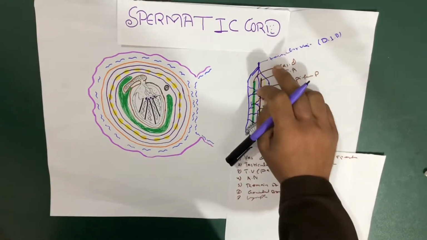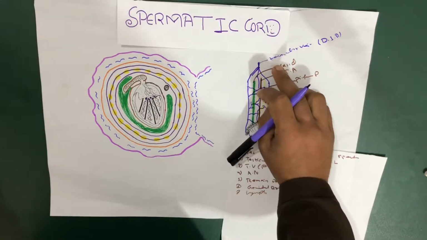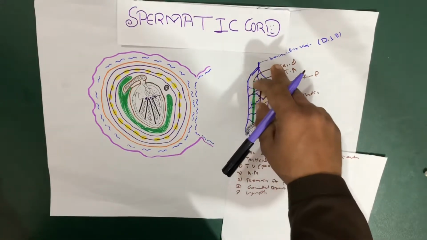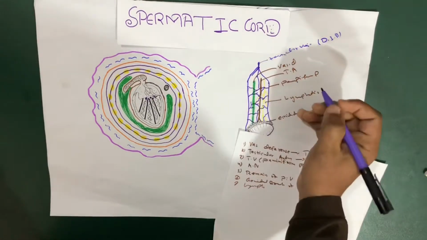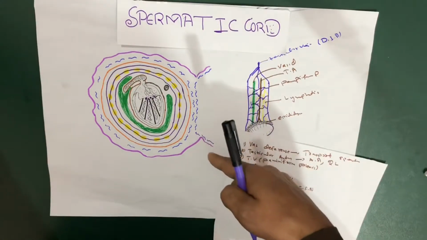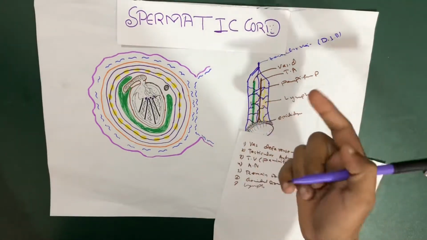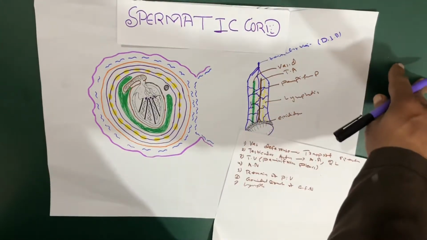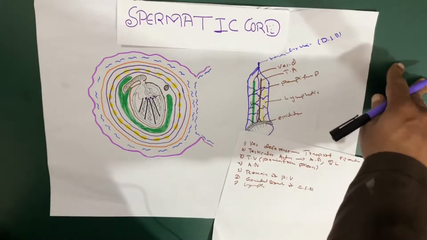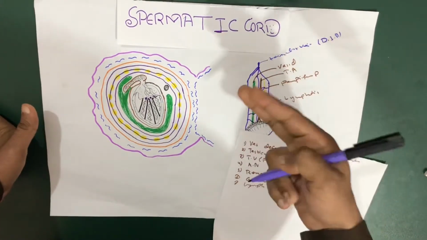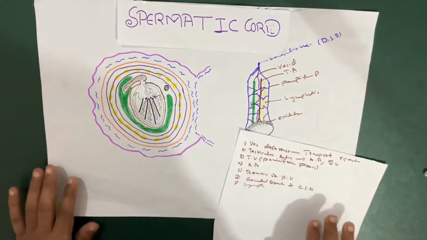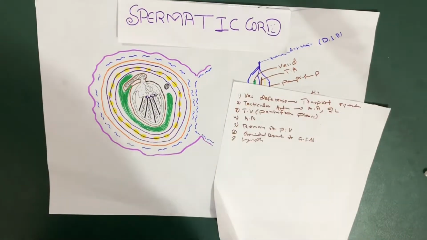And this testicular vein is going, if you have the right testicular vein, it is going to drain into your inferior vena cava. Remember, the right testicular vein is going to drain into the inferior vena cava, but your left testicular vein is going to end up in your left renal vein. Remember this one. Left into left renal vein and right into your inferior vena cava. So that was about the testicular vein.